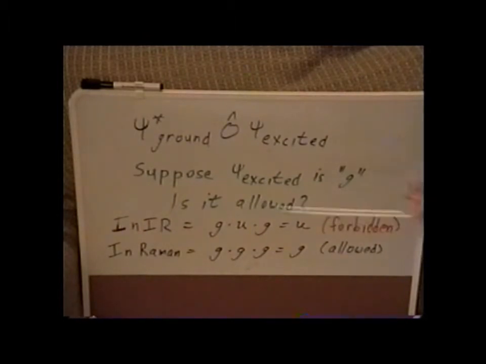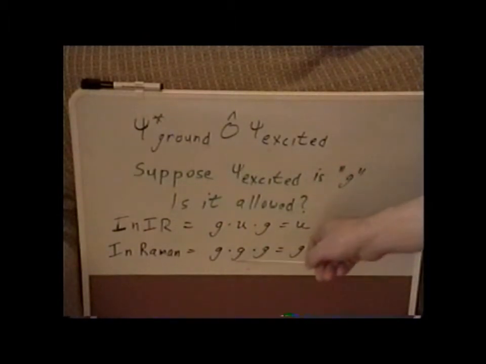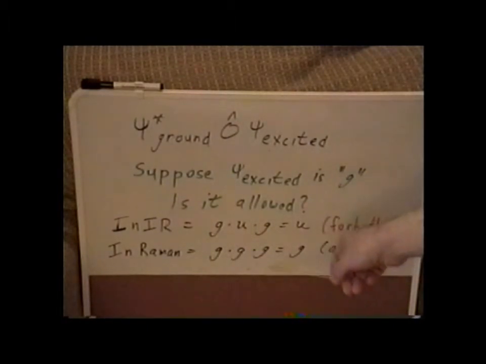On the other hand, if we look at the case in Raman, the ground state is gerade because it's always gerade in vibrational spectroscopy. The operator is G, it's gerade for Raman, and the excited state that we have proposed is also gerade. So gerade times gerade times gerade, not surprisingly, turns out to be gerade. Since for the transition to occur, the integrand has to equal or include the totally symmetric representation, which is gerade, this tells us that this particular transition is allowed.